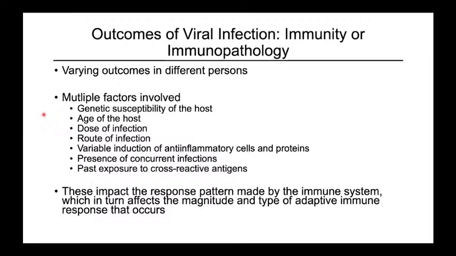The other factors that are important that would affect the outcome are the age of the host, the dose of infection, route of infection, variability in induction of an anti-inflammatory process, presence of concurrent infections, other things that would make someone at higher risk of getting sicker, and past exposure to cross-reactive antigens. So there's a multiplicity of effects that come into play, and this will impact the response that a certain host has to a particular viral infection.